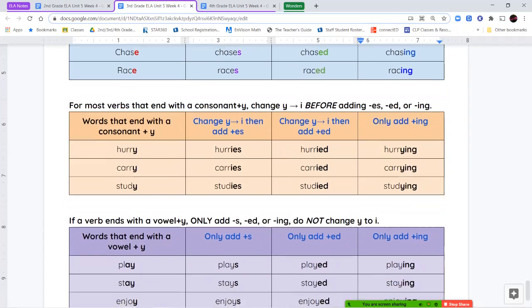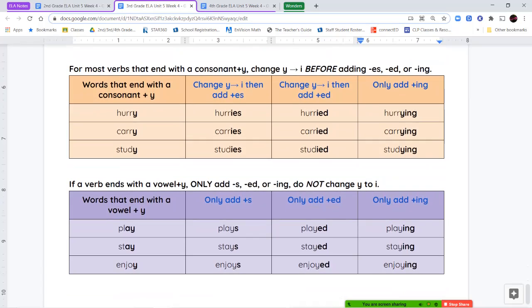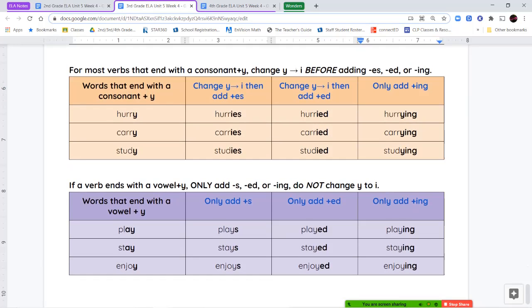Now for the two that we're going to focus on, these are words that end with a Y. So it either ends with a consonant and Y or it ends with a vowel and Y. So words that end with a consonant and Y to pay attention to up here on top. For most verbs that end with a consonant and Y, change the Y to an I before you add the ES, the ED, or the ING. So over here, you're not just adding S, you're adding an ES.